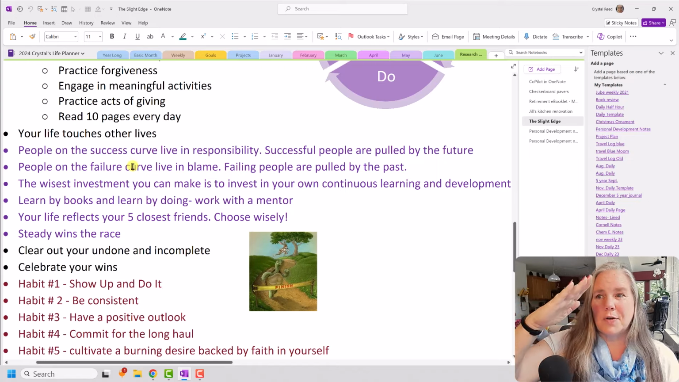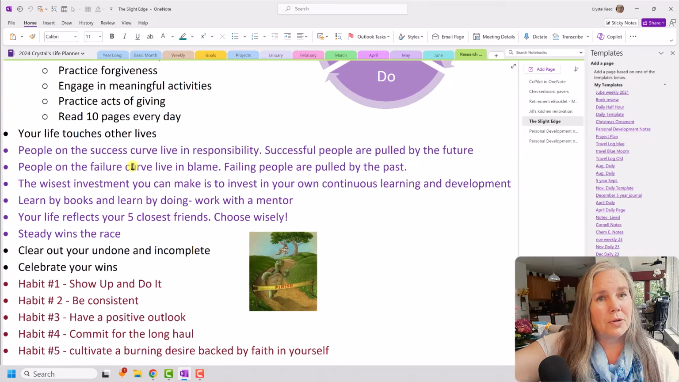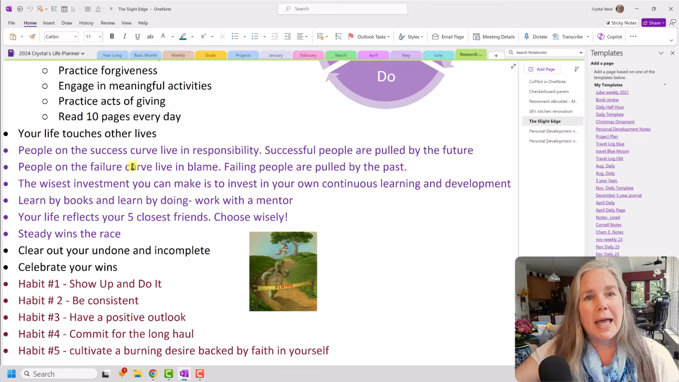People on the successful curve live in responsibility. Successful people are pulled by the future. What is coming ahead? What are we looking forward to? What do we want to accomplish in the future?